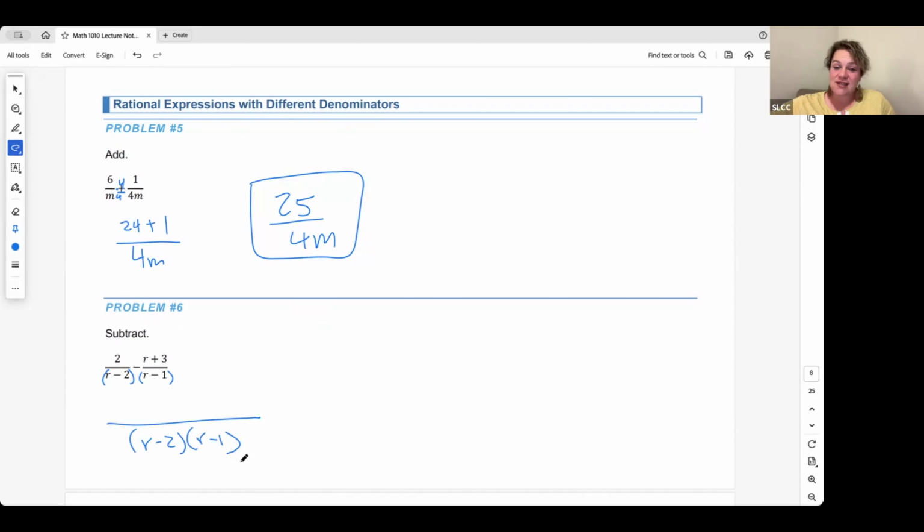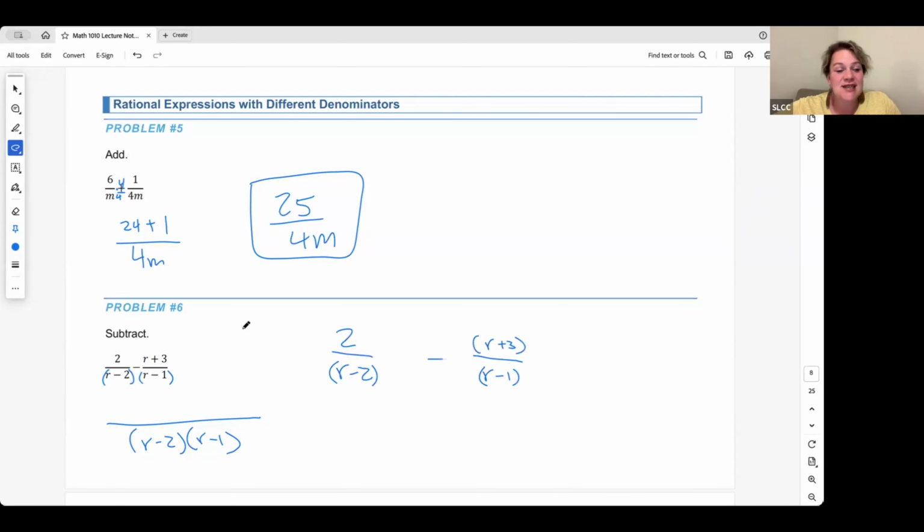Now, how do I fix the numerators? So how do I get from r minus 2 to r minus 2 times r minus 1? I've got to multiply, and let me write this out so that you can see what's happening here. I have 2 over r minus 2, and then subtracting r plus 3 over r minus 1. Notice I put all those pieces in parentheses so you can kind of think about it as one term, one piece.